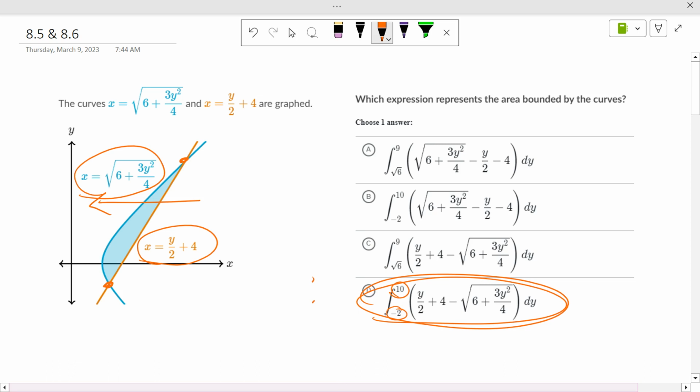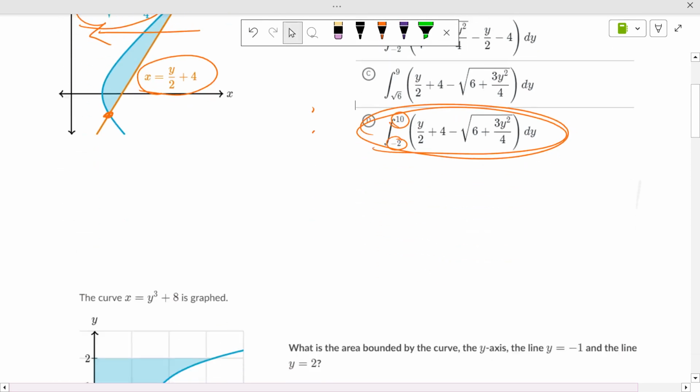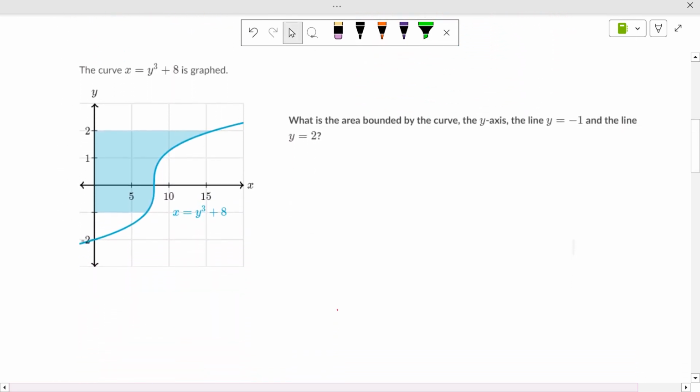Now, you might ask, well, how do I put that on my calculator? The way to do it is change your y's into x's on your calculator because the area is still the area, whether it's coming from the right or it's coming from the top. The area is still the area, okay? So if you change your y's into x's, it'll work out.